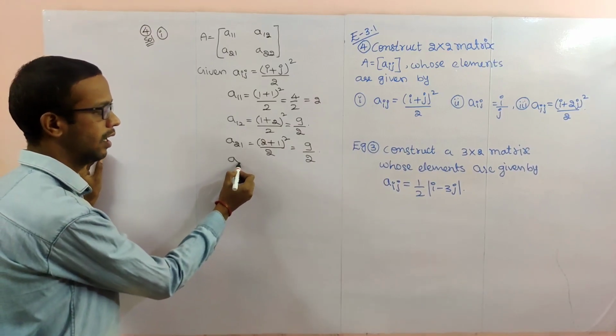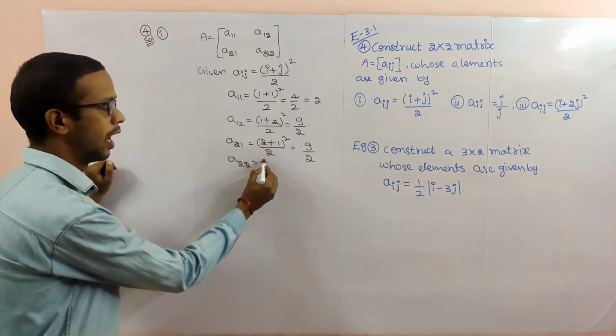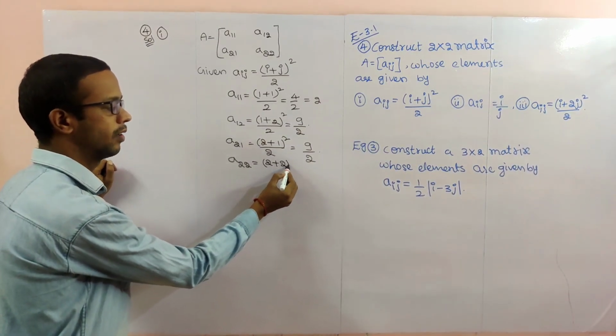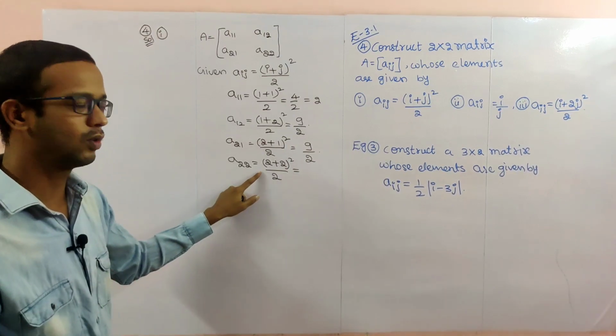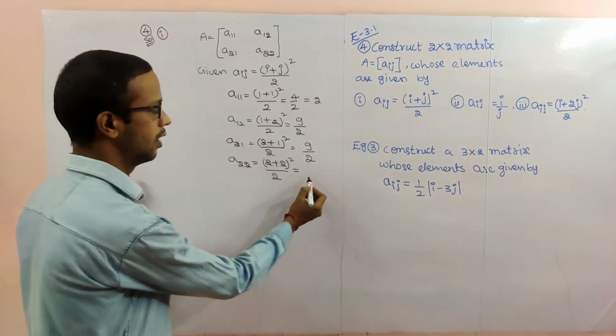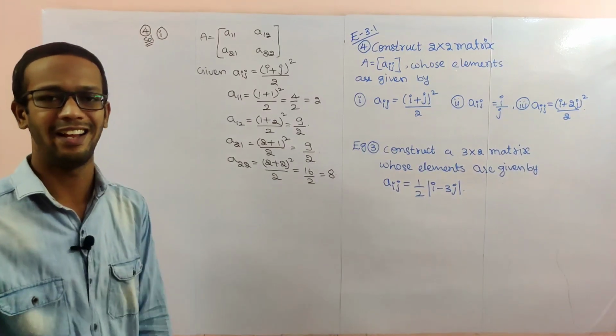Next, A22. A22: (i plus j) whole square divided by 2, so 2 plus 2 is 4. 4 square is 16 by 2. 16 by 2 is 8.